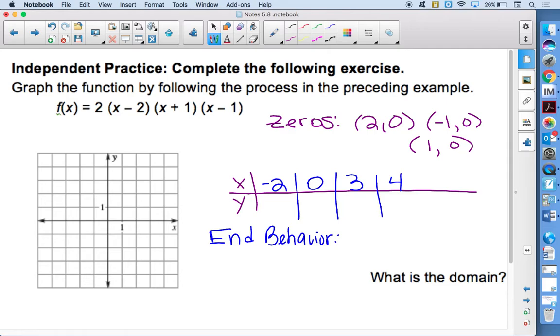Anyone have values for the t-chart? What do you have, Gunnar? -24. Yep. 4, 16, 60. So they get pretty big, so it's going to be a little tricky to graph those.